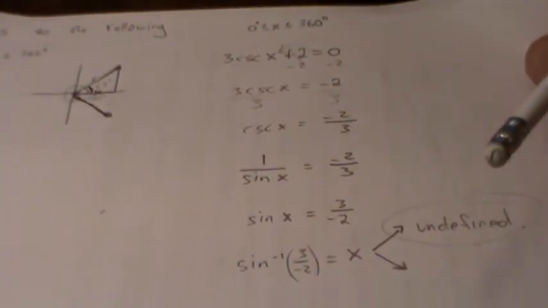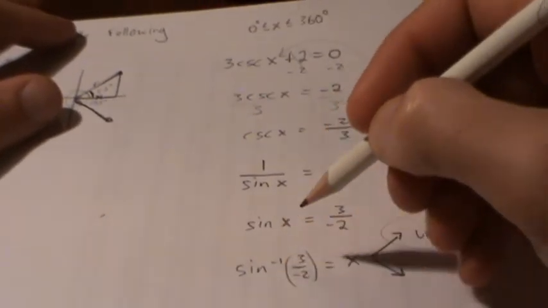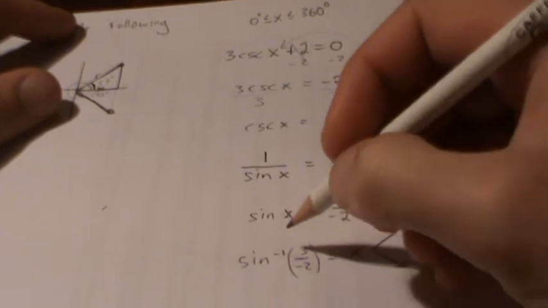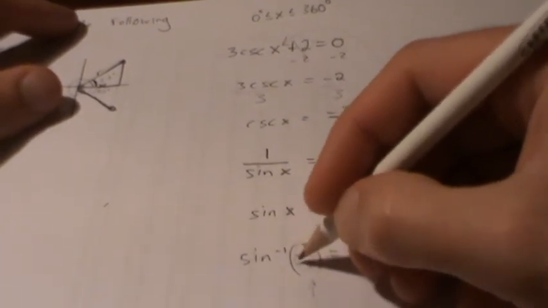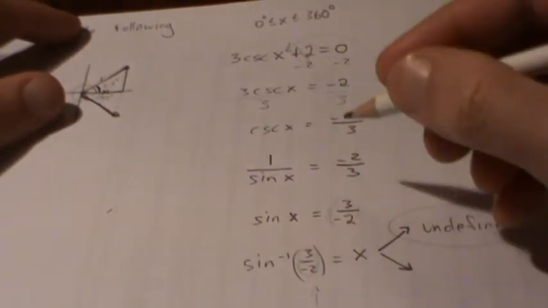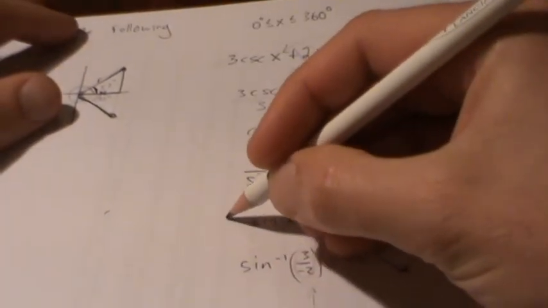Okay, so that one is undefined. Why is it undefined? Real quickly, sine inverse of 3 over negative 2. Remember that the largest answer that sine will ever give us is 1. Unless, of course, it's got transformations on it.